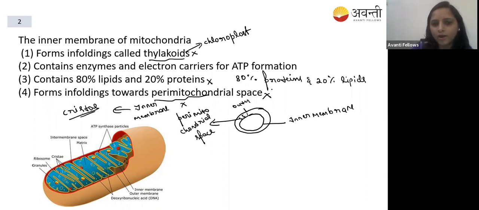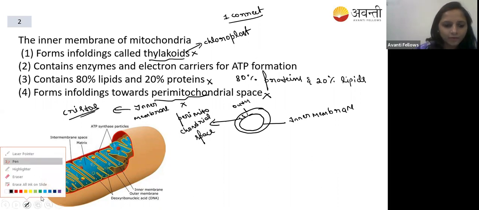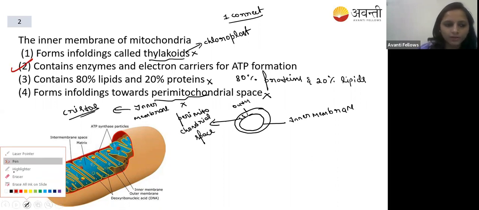What they have asked is which is the one correct statement, right? So going to the second option, contains enzymes and electron carriers for the formation of ATP, right? Yes. In the inner mitochondrial membrane, our mitochondria has the electron transport chain. In the electron transport chain, we can see the enzymes that are helpful in the formation of ATP. We have the ATP synthetase enzyme on the inner mitochondrial membrane. So that is the reason option 2 is the correct answer, whereas the other options are wrong.